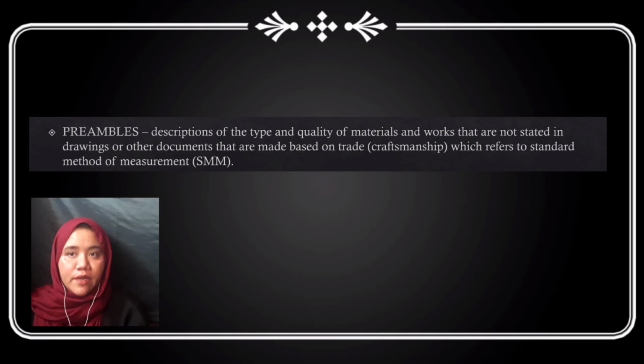Okay, the next one is preambles. Preambles contains the description of the type and quality of materials and works that are not stated in drawings or any other documents. They are made based on trade or craftsmanship, which refers to the standard method of measurement (SMM).